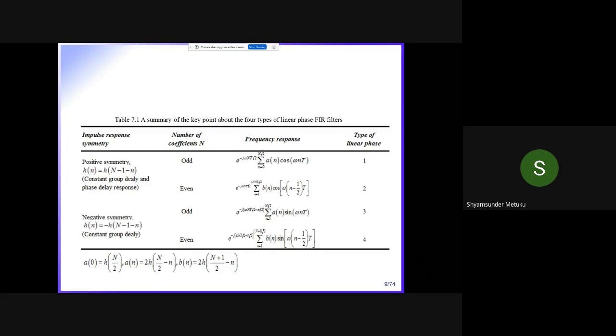Yeah, you can see in the bottom left, a of 0 is equal to what? H of N by 2. So generally that is your 5. H of 5 is this one, because capital N is equal to 11, no? Capital N is equal to 11 or N plus 1 we said, no? So capital N is equal to 10 you can take. So 10 by 2 which is 5. So h of 5. Is it okay? Is it clear?